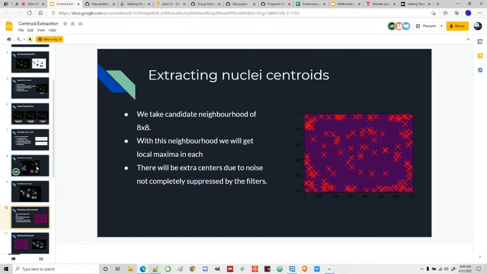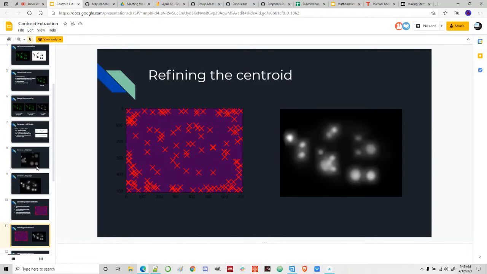I map them and I'll have a threshold value. If the sum of intensities is above this threshold value, then only it will be considered as a center. So if you go to the next slide, you will be able to see that.